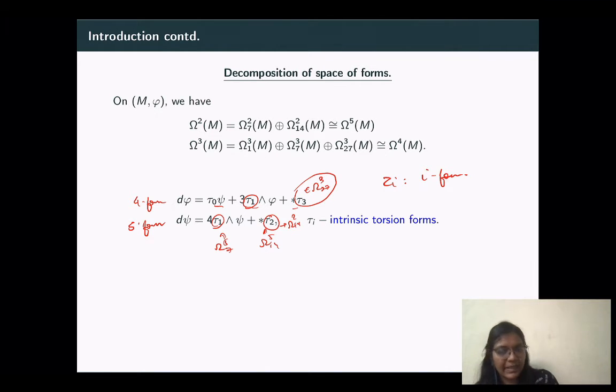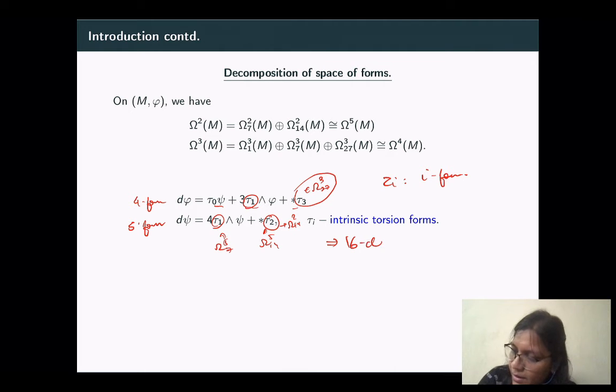This is a non-trivial computation that one can do, but once we do it, we get these 4 intrinsic torsion forms: tau_0, tau_1, tau_2 and tau_3. Since there are 4 intrinsic torsion forms, we can have 16 classes of G2 structures depending on which are 0 and which are non-zero. If everything is 0, then we get torsion free, because all the intrinsic torsion forms are 0. Similarly, if one of them is non-zero and the rest are 0, and so on and so forth. So we can have 16 classes.